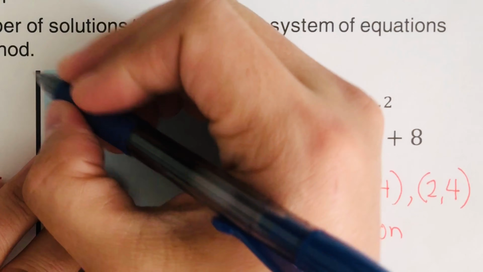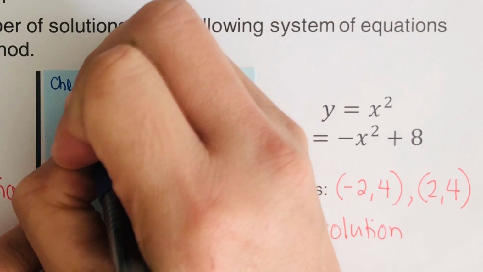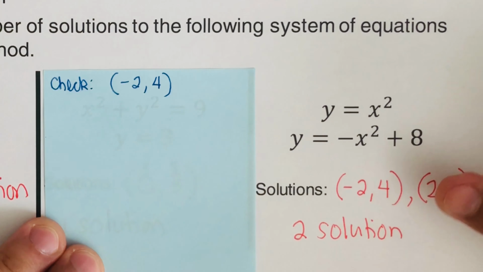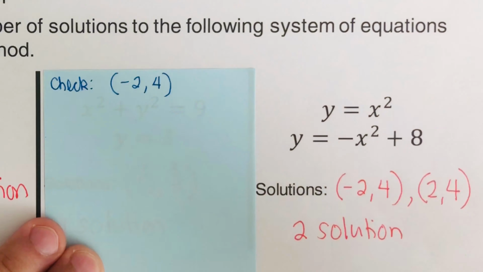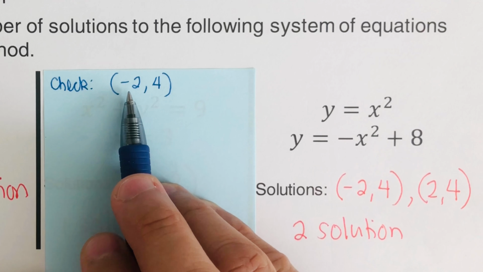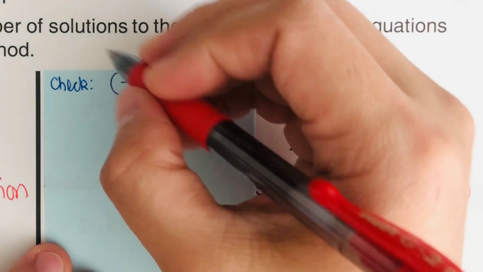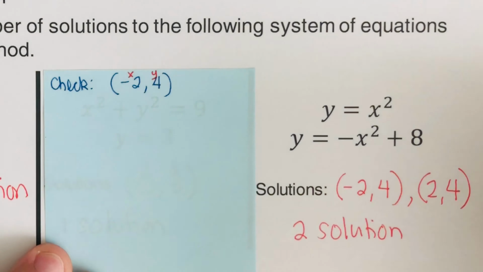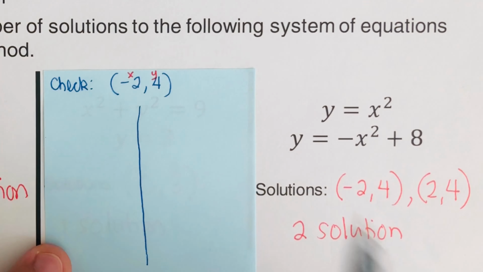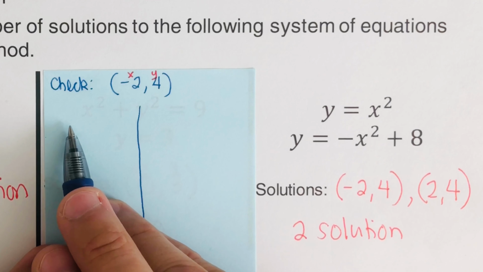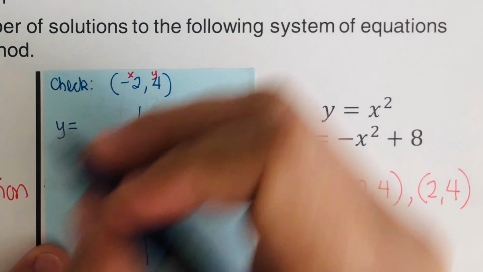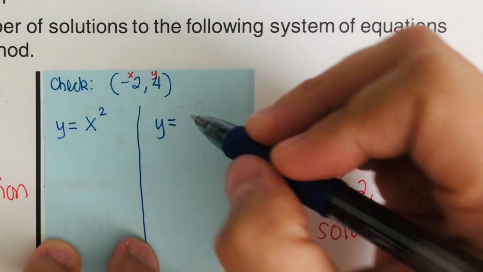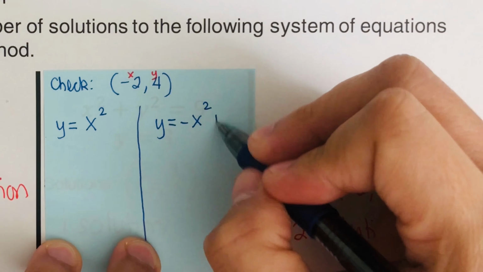So we will check first the first solution that we got there, which is -2 and 4. So we're checking each one of them one after the other. Remember, this is our x and this is our y. We're checking the first solution first. So I am going to use the first equation right here. I'm going to write it down here. y is equal to x squared. And then the other equation would be y equals -x squared plus 8.